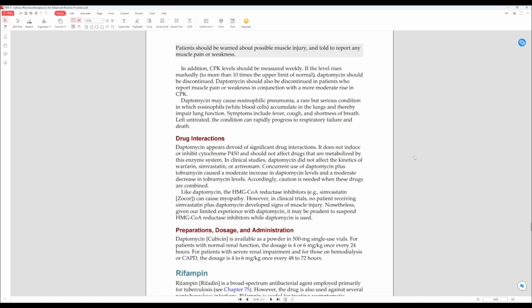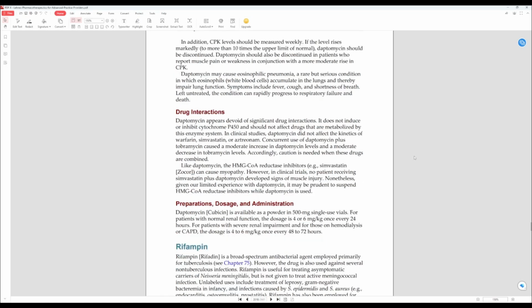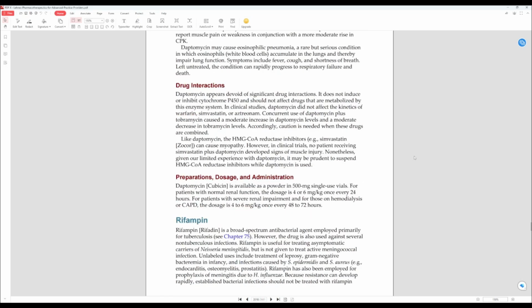Daptomycin can cause eosinophilic pneumonia, which is a rare but serious condition in which eosinophils, or white blood cells, accumulate in the lungs and thereby impair lung function. Symptoms would include fever, cough, and shortness of breath. When left untreated, the condition can rapidly progress to respiratory failure and potential death.